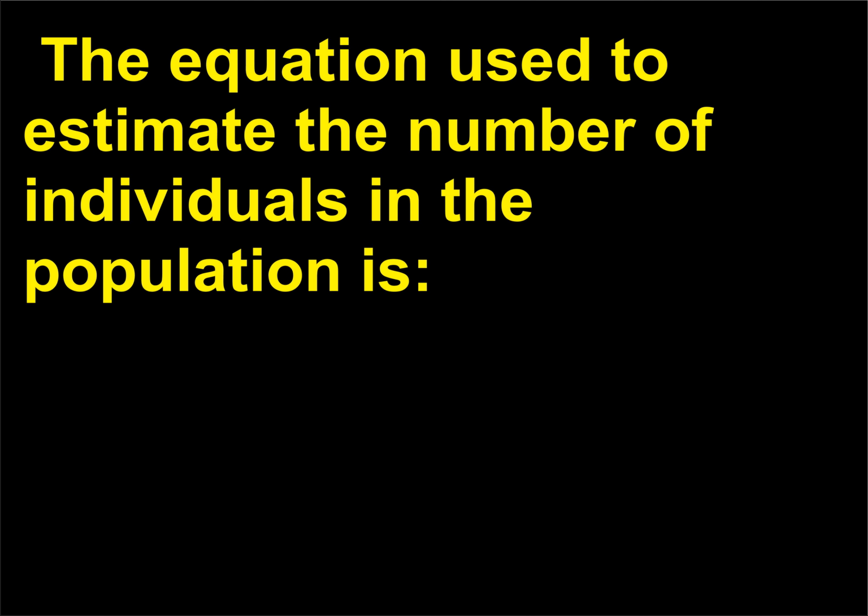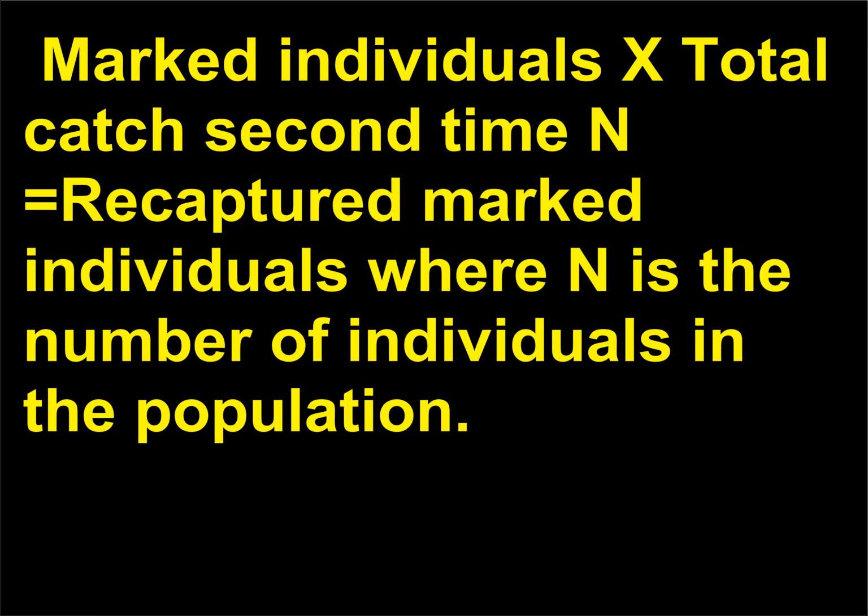The equation used to estimate the number of individuals in the population is marked individuals x total catch second time / n = recaptured marked individuals, where n is the number of individuals in the population.